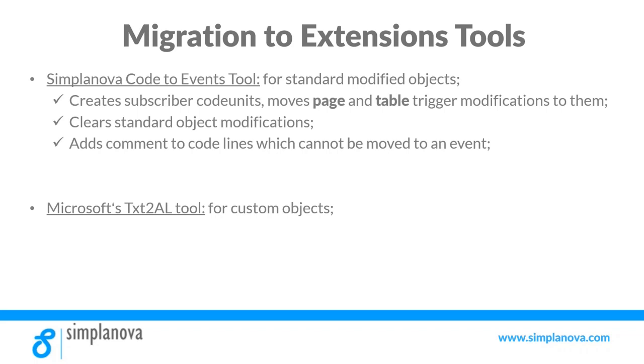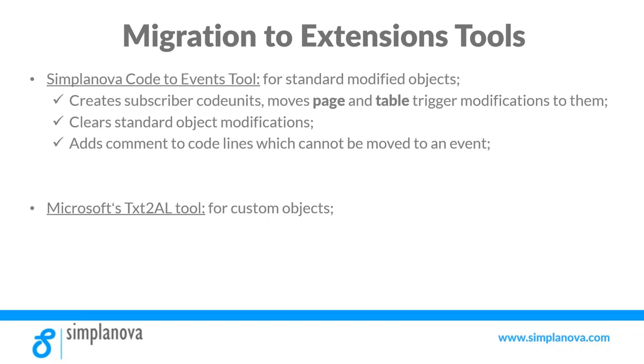So before the demonstration of the Code to Events tool, what are the migration to extensions tools in general? First of all, we have the Microsoft TXT to AL tool, which is by far the best tool now that's available for custom object conversion to AL. It's still being improved. Microsoft used this tool themselves, and many partners are using it and posting feedback, and we see progress of this tool being improved every month.